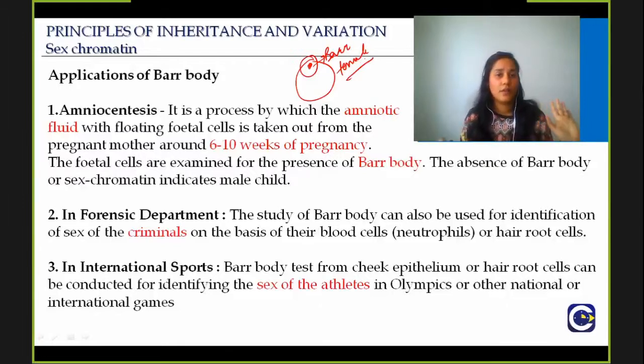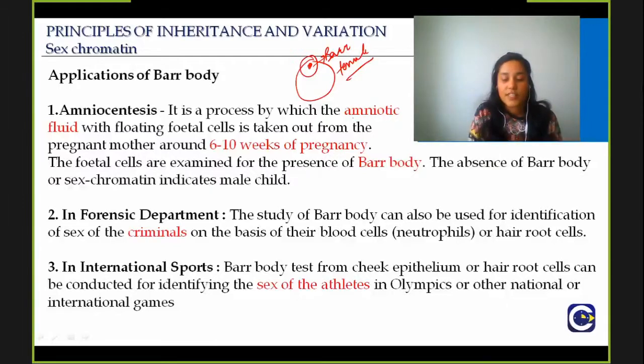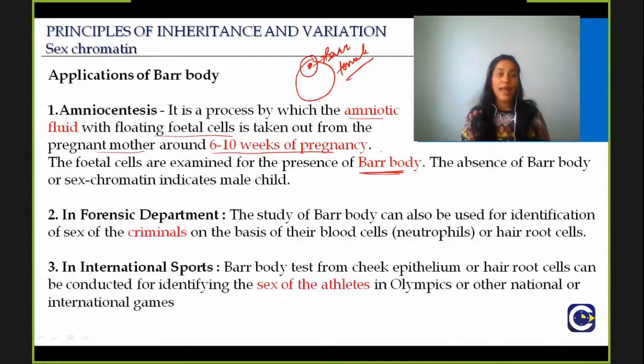Easy peasy, right? So it is a process by which amniotic fluid floating fetal cells are taken out from the pregnant mother around 6 to 10 weeks of pregnancy, and they are examined for the presence of bar body. Okay, amniocentesis, where you can determine the sex of the baby. You were always taught this, nobody told you how. By bar body.